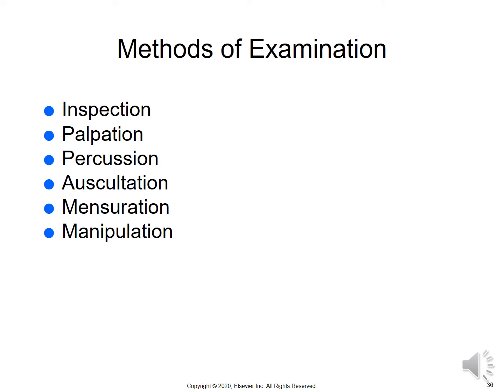Auscultation involves listening. For auscultation, the provider usually uses a stethoscope to listen to sounds from the body. Auscultation is a complex method of examination because the provider must distinguish between a normal sound and an abnormal sound. It's particularly useful for evaluating sounds originating from the lungs, heart, or abdomen.